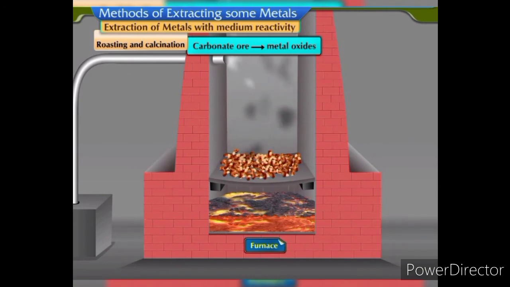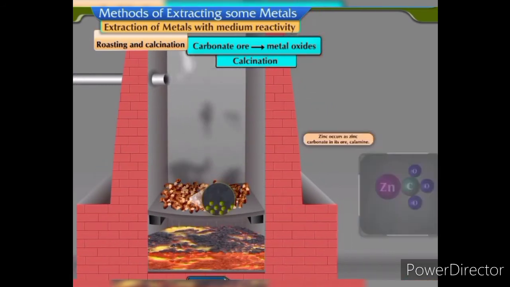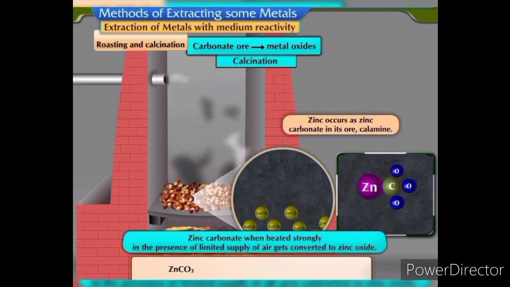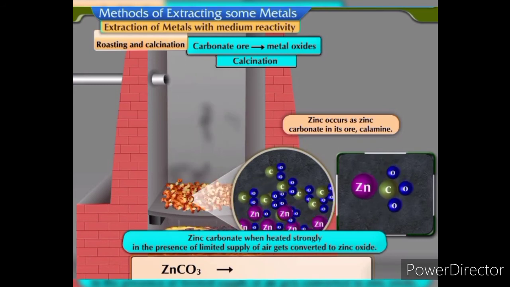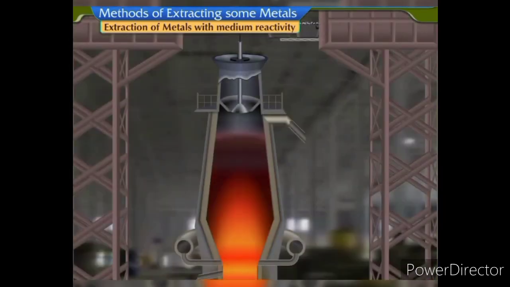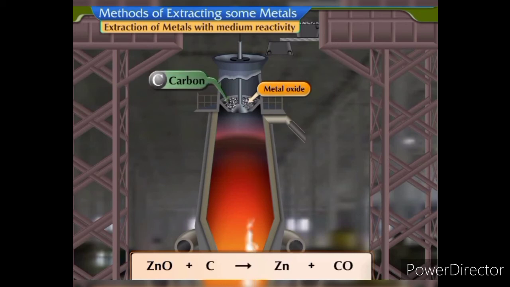Carbonate ores can be converted to metal oxides by a process known as calcination. In this method, the carbonate ore is heated strongly in the presence of a limited supply of air. Zinc also occurs as zinc carbonate in its ore, calamine. Zinc carbonate, when heated strongly in the presence of a limited supply of air, gets converted to zinc oxide. The metal oxide so obtained by calcination or roasting is reduced to zinc by reducing agents like carbon.